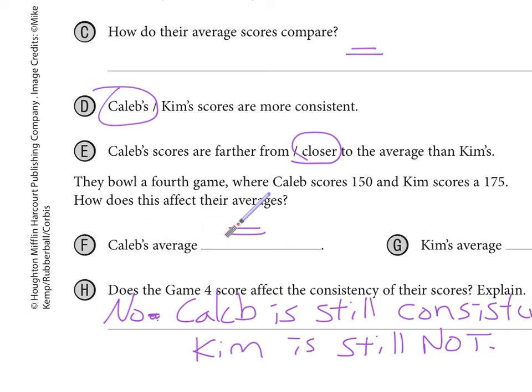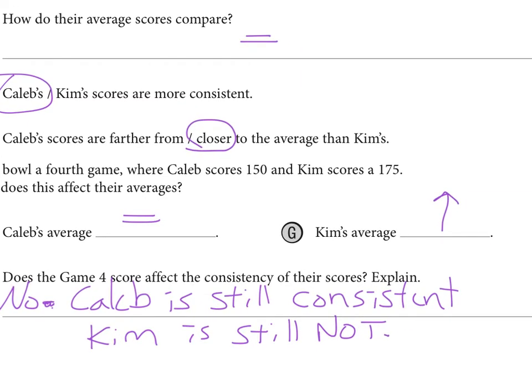They bowl a 4th game where Caleb's score is 150 and Kim's score is 175. How does that affect the averages? Of course, the average for Caleb's going to be the same. Meanwhile, Kim, because she bowled another game above that 150 average, Kim's average is going to go up, right?